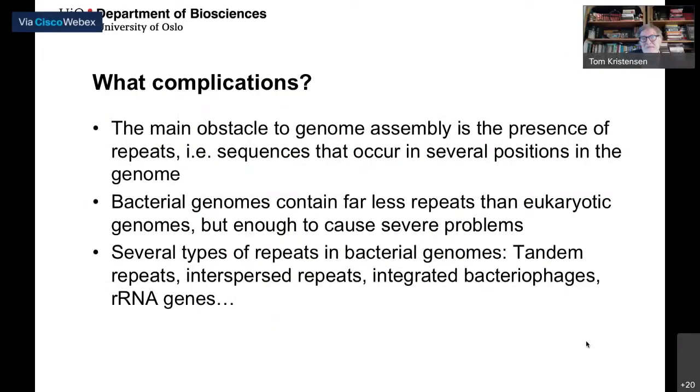...various repetitive elements that will lead to ambiguities in the assembly process and will prevent us from getting a continuous genome sequence at the end.